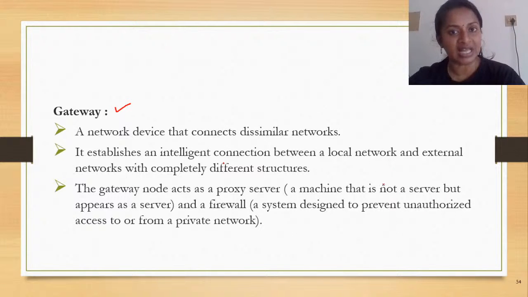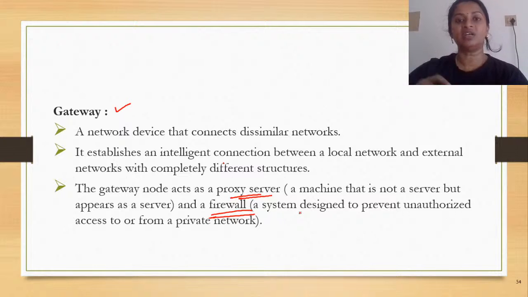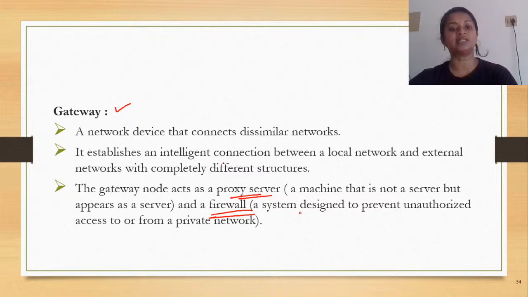Now the extra functionalities that the gateway takes on are that it acts as a proxy server as well as a firewall. Whenever a router acts as a gateway, these are the two functionalities embedded inside it. A proxy server is a machine which appears to be a server though it is not a server. Now what does a firewall do? A firewall prevents unauthorized access. Why fear unauthorized access? Because there are chances of viruses entering your network. A firewall is a software system designed to prevent unauthorized access to or from a private network. So these are the details with respect to a gateway.